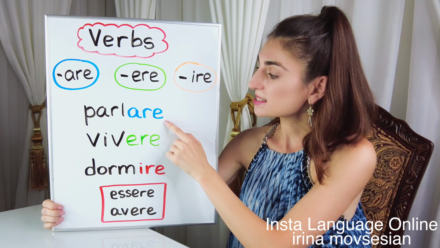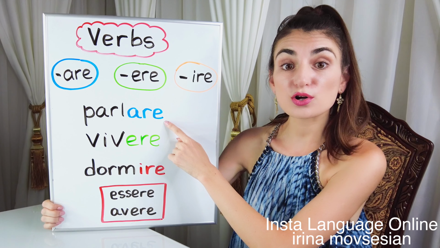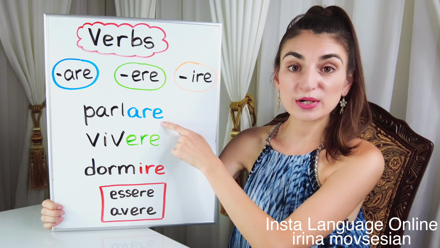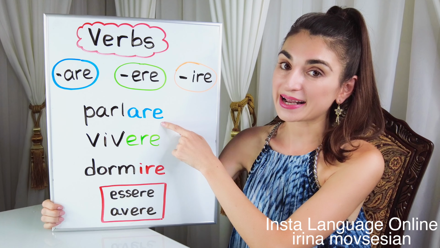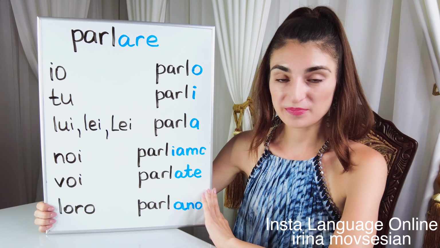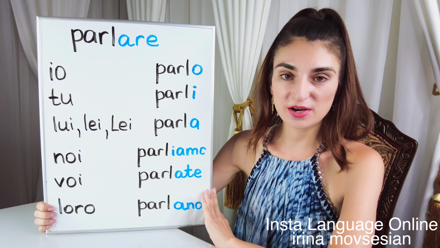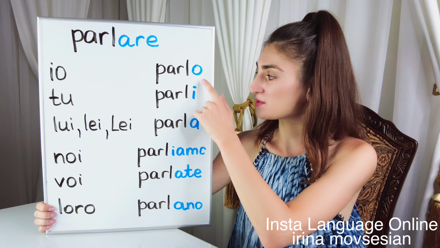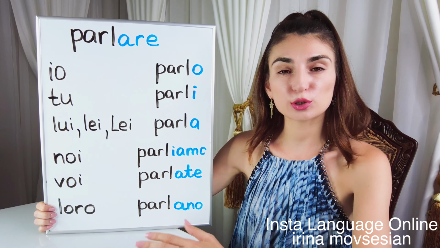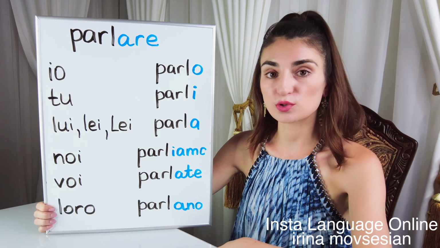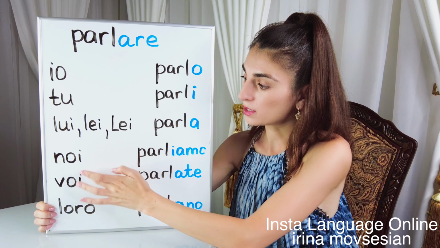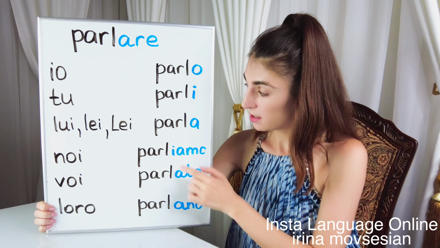Are, ere, ire. Today we're going to be talking about the first conjugation, the verbs that have the ending are, and we are going to conjugate the verb parlare, to speak. Let's talk about how to conjugate the verb. To conjugate, maybe it's a very new word for you. To conjugate means to change the ending depending on who does the action. I know in the English language we don't have that. We say I speak, you speak, they speak, she speaks. But in the Italian language, each pronoun has a very specific ending for the verb.